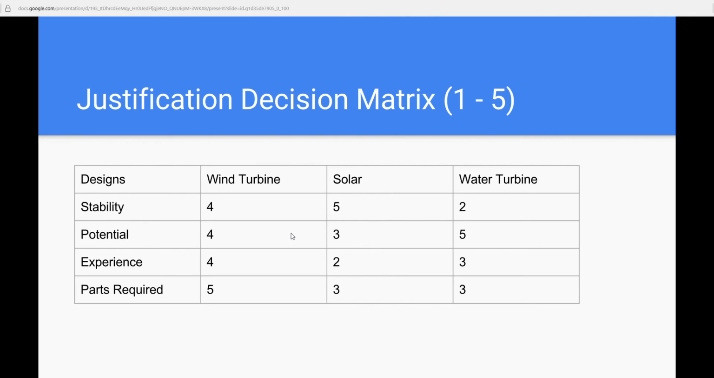Here's our decision matrix on why we decided to use wind instead of water or solar. We feel like wind has a high amount of potential. It's going to be easier to work with experience-wise. Parts required, it's not going to require as many parts as solar or water, so we have more room for error, and we feel like it's going to be pretty easy to stabilize compared to a high output water source.